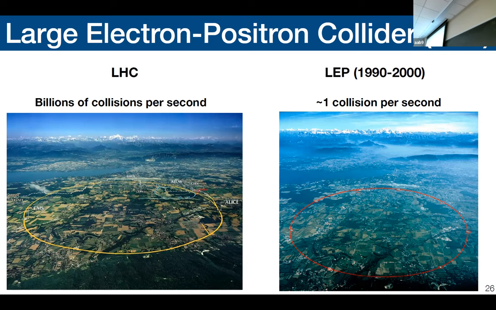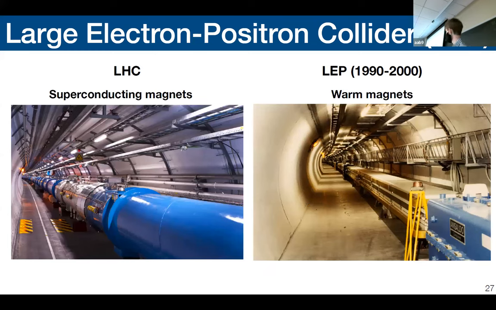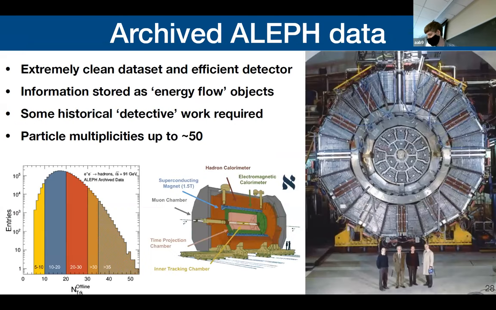So the LHC collides billions of protons together each second. The LEP in 1998 can do about one collision per second. So this was 30 years ago, so things were a little bit less technologically advanced at the time. But nonetheless, we have access to electron-positron collisions from LEP, so we can actually look at that data. So this is what the inside of the tunnel looks like. LHC has superconducting magnets. These were the magnets 30 years ago. They were warm magnets, so they're not superconducting. But it's the same facility pretty much.